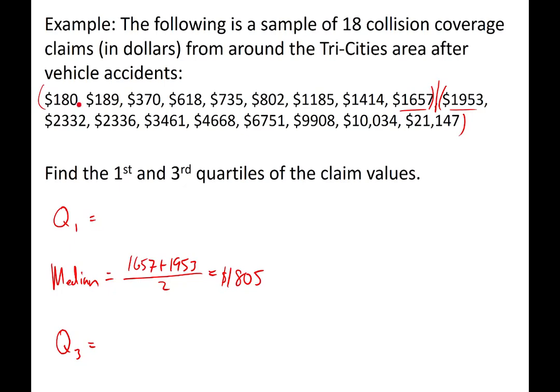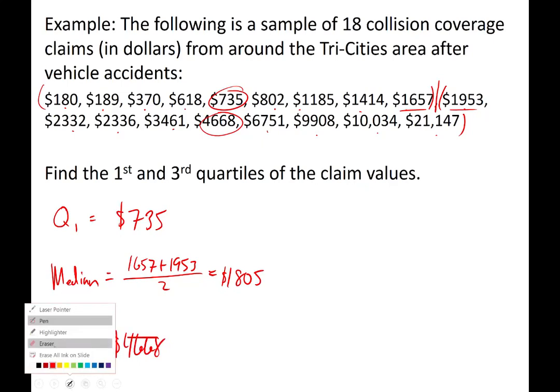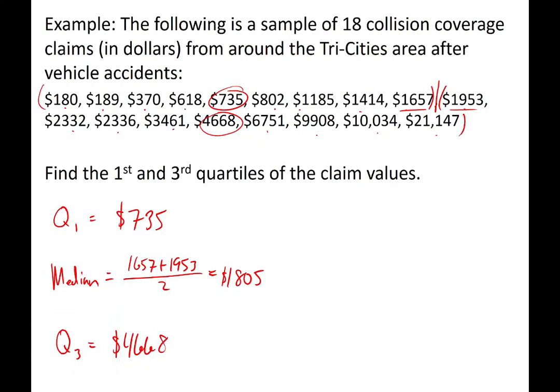So then down here, the lower half has 9 observations. So this one will have a true median, right? Because you go 1, 2, 3, 4, boom, right? 1, 2, 3, 4. So 735 is the median of the lower 9. So that would be Q1. And then same thing for the top. 1, 2, 3, 4. There you go. Okay, so it looks like 4668 would be the median of your upper half. Okay, so then those would be your quartiles.